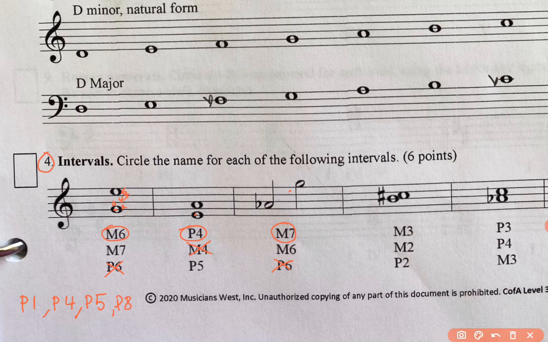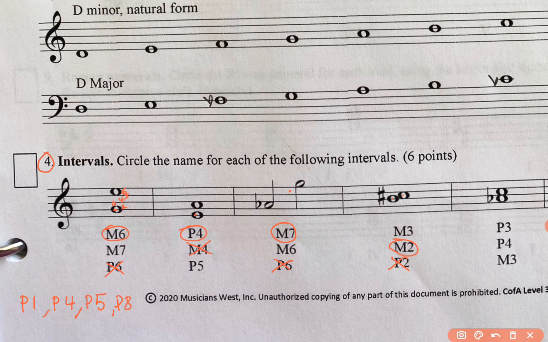Okay, let's look at the next one. Again, it says perfect 2 at the bottom. That does not exist. You already remember, only unison, 4th, 5th, and octave can be perfect. Now we've got to decide, is it major 3rd or major 2nd? Again, you count 1, 2. That's it. It's a major 2nd. So lines and spaces, that's it.